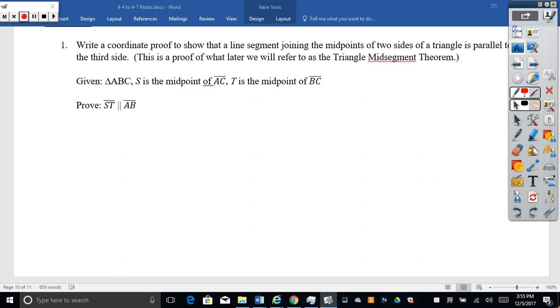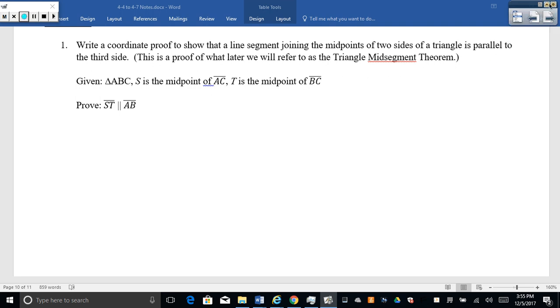All right, it says write a coordinate proof to show that a line segment joining the midpoints of two sides of a triangle are parallel to the third side of the triangle. This is a proof of what later we will refer to as the triangle midsegment theorem, okay? So on my coordinate grid, if I were to draw something out, I would do something like this. Maybe I'll make a point up here, a point down here, and then a point over here. And I'm just going to connect those three.